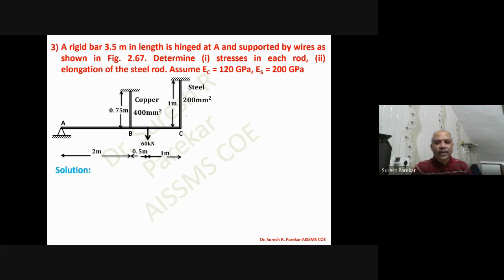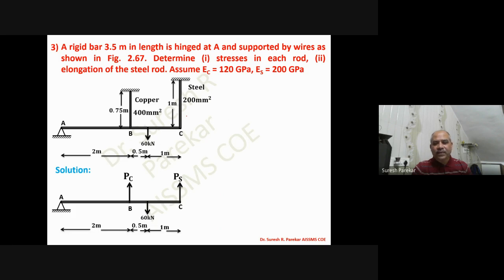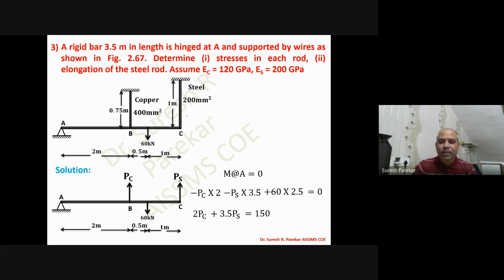So now if we draw the free body diagram, then we have the free body diagram in this fashion. So we will take moment about A. So we will get minus PC into 2 minus PS into 3.5 plus 60 into 2.5, and that is equal to 0. And from this we will get one equation, 2PC plus 3.5 PS equal to 150. So we will get this equation which will give us a relationship between PC and PS.